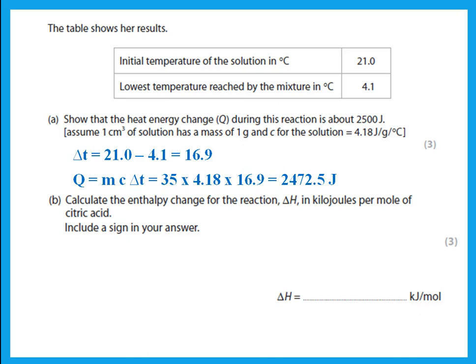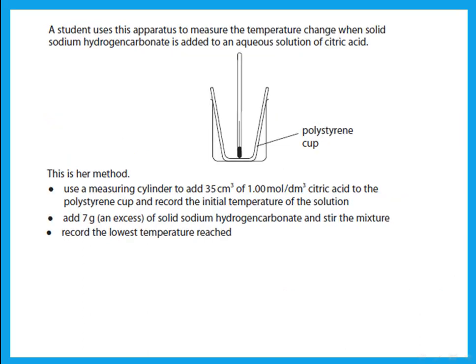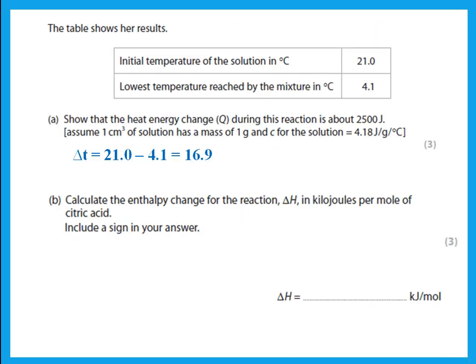What was M? Remember that he said, let's go back again just for a minute. He said we put 35 centimeter cubed of citric acid. So that is the mass of my solution. 35 grams times C is 4.18 times the change in temperature. So this gives me a value in joules.